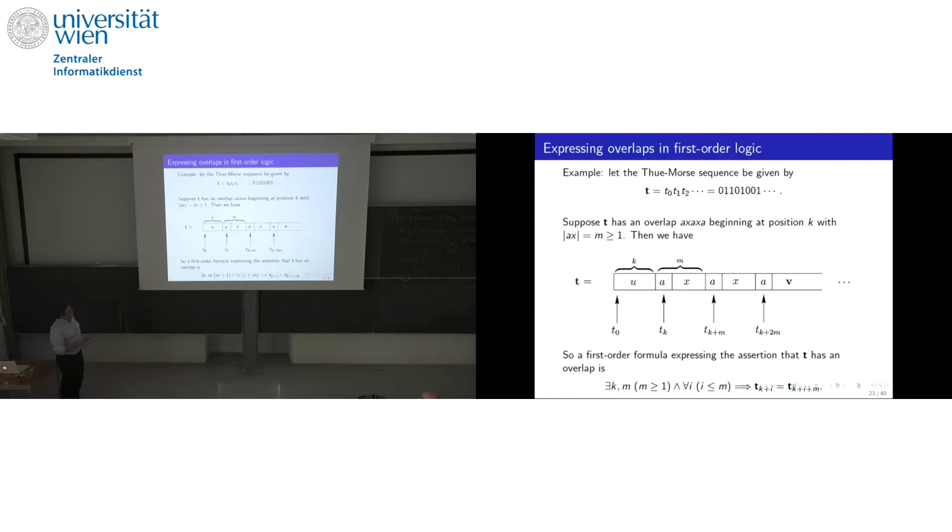So for example, this symbol at position K has to be the same as the symbol at position K plus M. The symbol at K plus 1 has to be the same as at K plus M plus 1, and all the way up to I equals M, at which point K plus M is the same as K plus 2M. So there's our first-order logical statement.